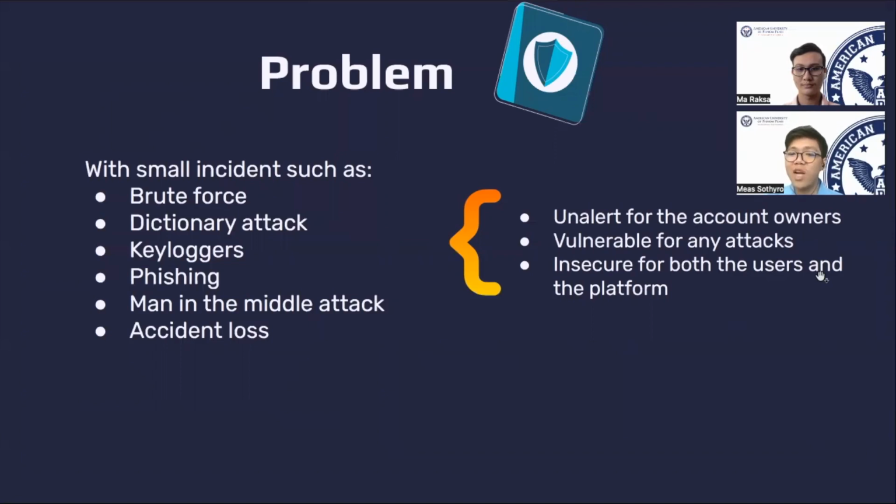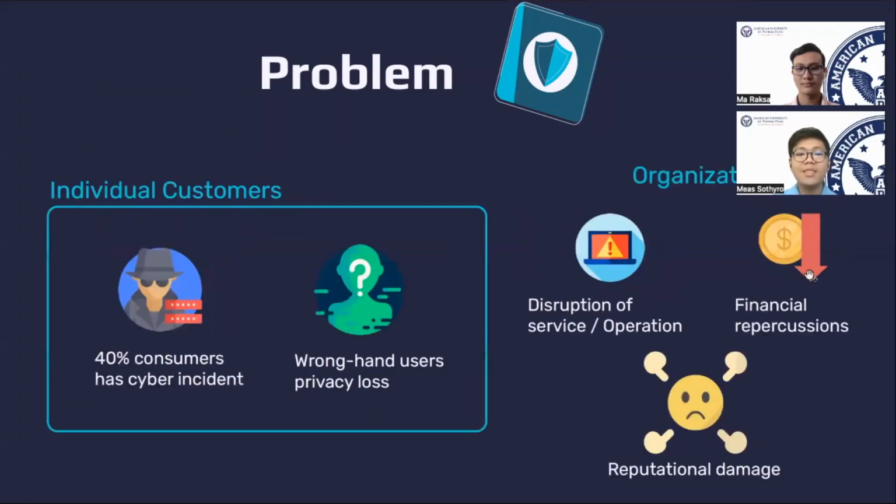And second, it is really vulnerable to any attack when there's only a password and the email. It's really vulnerable to any attack without OTP. It's also really insecure for both the users that are using the platform and the platform that they are providing, which is not secure at all between both parties. That's why this problem leads to impact on two main types of people. First of all, I'm going to talk about individual customers and also organizations.